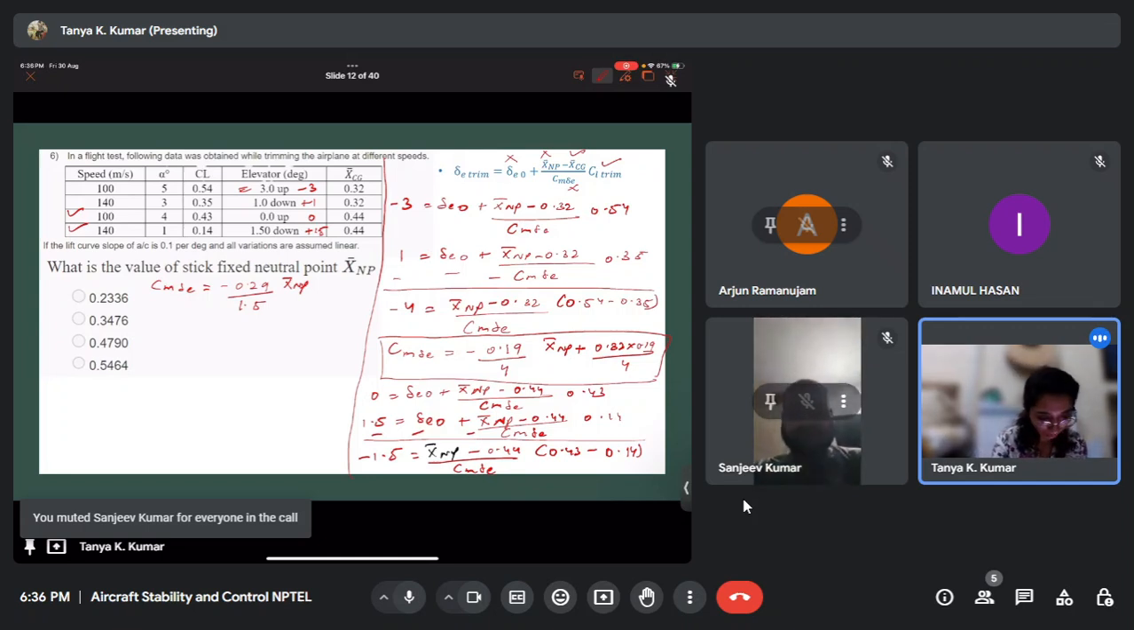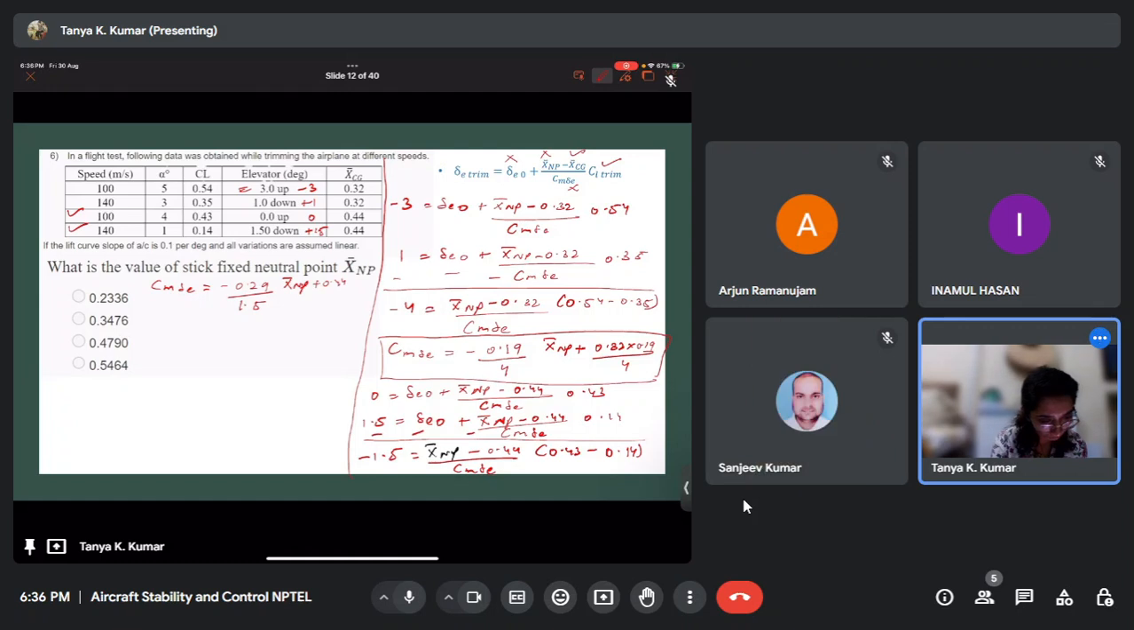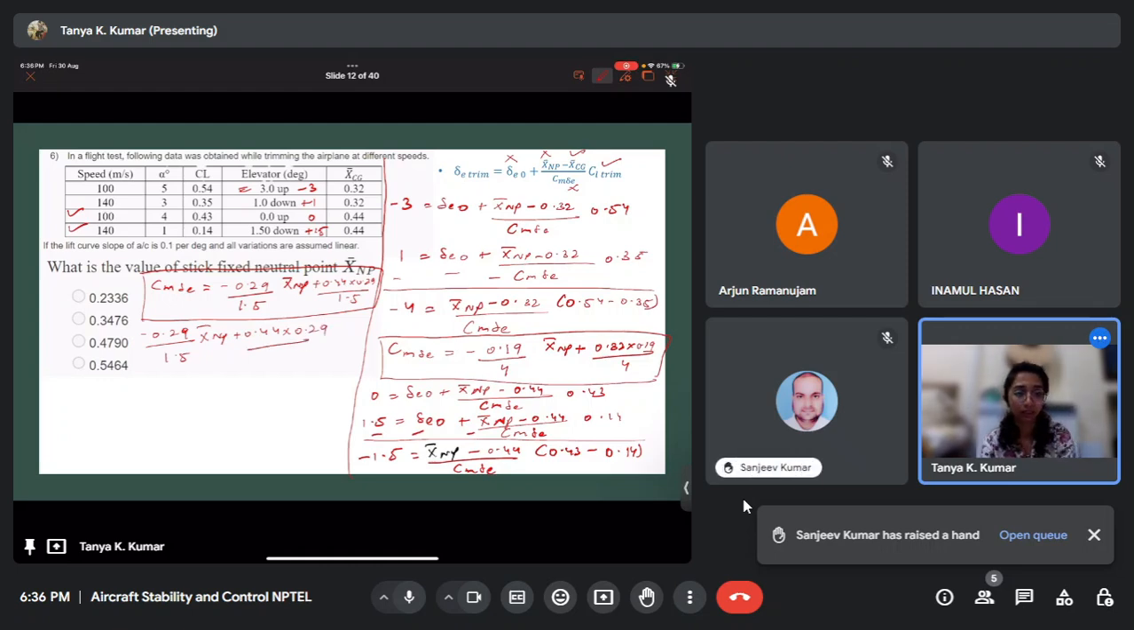So x bar NP plus 0.44 into 0.29 by 1.5. So this is your second Cm delta E equation. Now you use those two, equate the two Cm delta E's to find out x bar NP. So what do I do? This minus 0.29 by 1.5 x bar NP plus 0.44 into 0.29.